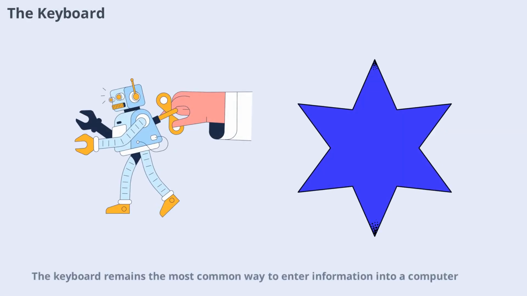The keyboard remains the most common way to enter information into a computer. It allows users to type text, enter commands, and interact with software. Keyboards come in various layouts and designs, but their primary function remains the same: to provide a direct way for users to communicate with the computer.